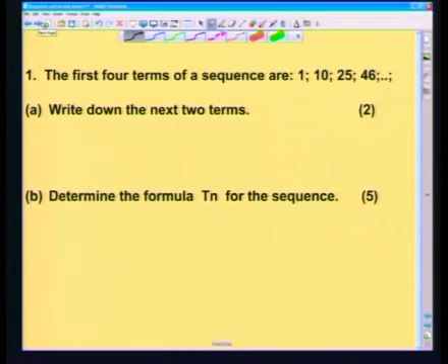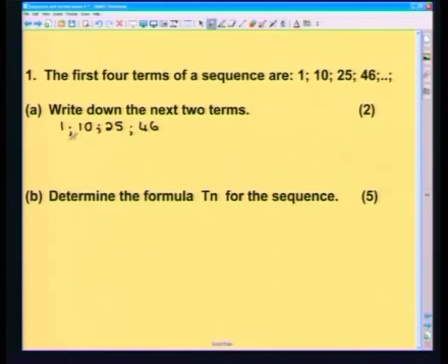Okay, it tells me the first 4 terms of a sequence are 1, 10, 25, 46, etc. Write down the next 2 terms. So let's have a look. We've got 1, 10, 25, 46. Let's see what's going on. If I'm moving from 1 to 10, I'm adding 9. From 10 to 25, I'm adding 15. And from 25 to 46, I'm adding 21. Now, we can't see any pattern yet, so let's look at the next difference. From 9 to 15 is 6. From 15 to 21 is 6.